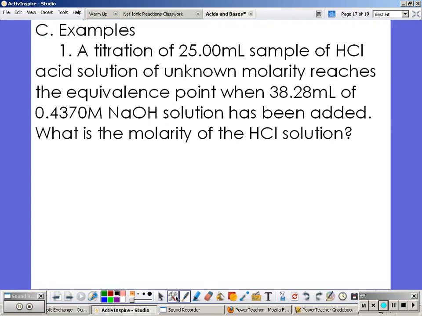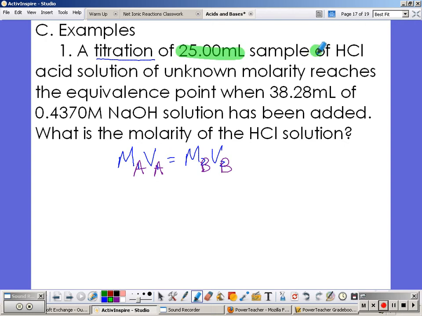So in this problem, I know that this is a titration problem because it says titration. And what we're dealing with is molarities and volumes. So we're using the M1V1 equals M2V2 dilution equation. But because we're doing acids and bases, we could change that to say A for acid and B for base. So I need to look for my information on acids and bases. 25 milliliters of HCl, that's my acid. What is the molarity of HCl?